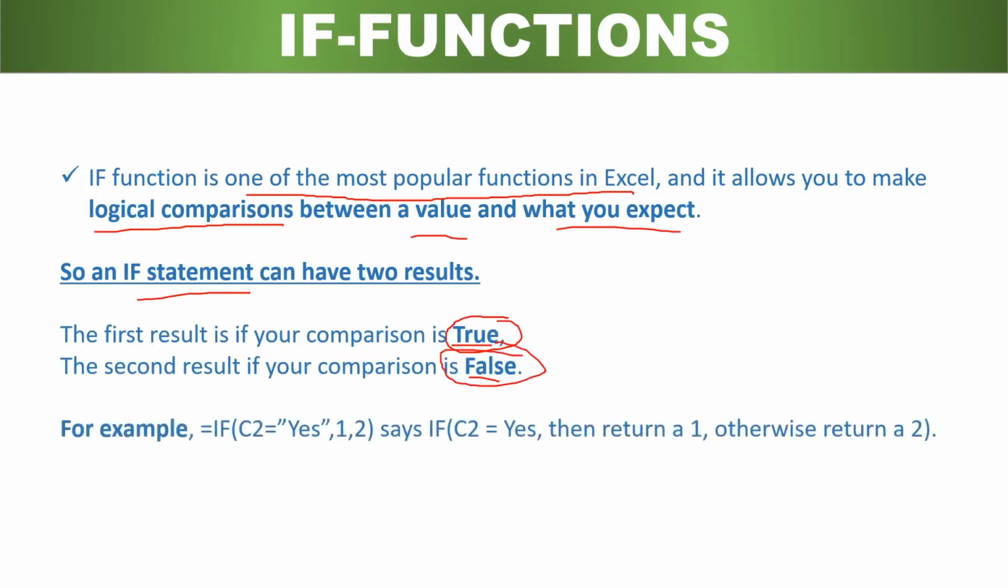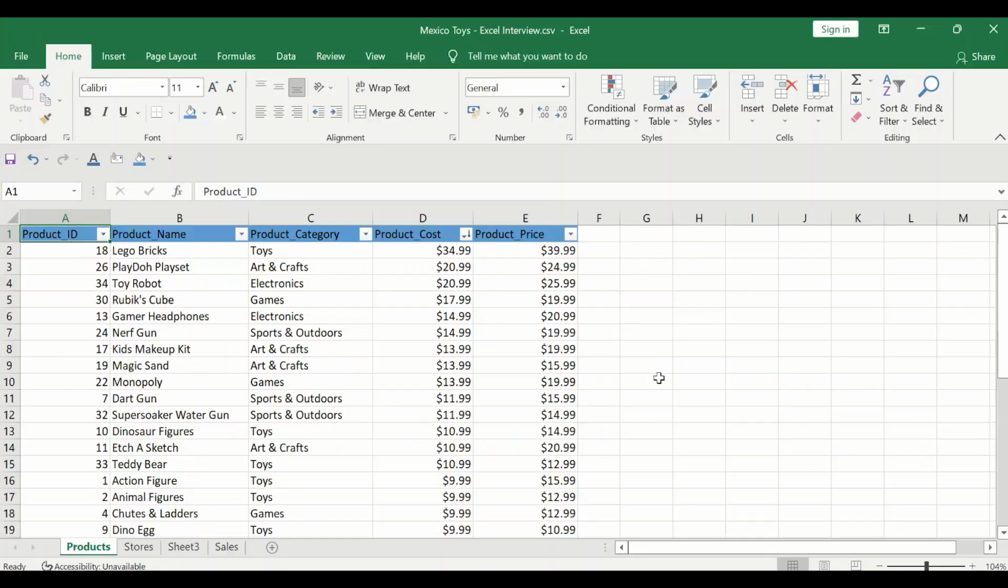For example, if I apply if function on C2 cell, if C2 is equal to yes, then my outcome should be 1, or if it is false, then outcome should be 2. This will show me if C2 is yes, then return a 1 number, otherwise return a 2. This I'll explain in the example in Excel. So as discussed, if function, nested if functions are used to derive some outcome on the basis of particular conditions.